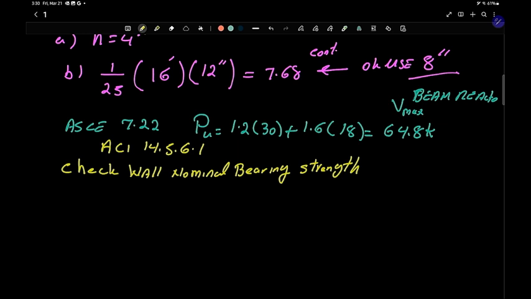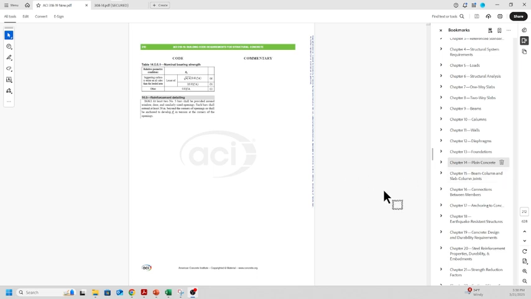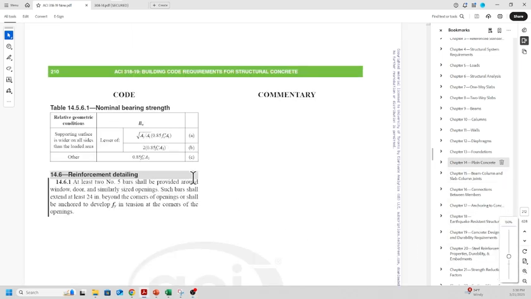Let's go to ACI 14.5.6.1. Actually, I have it open right here. Let me make it bigger so we can both see it. And right here, what applies for other cases is 0.85 f'c times A1. This is what we're going to use.